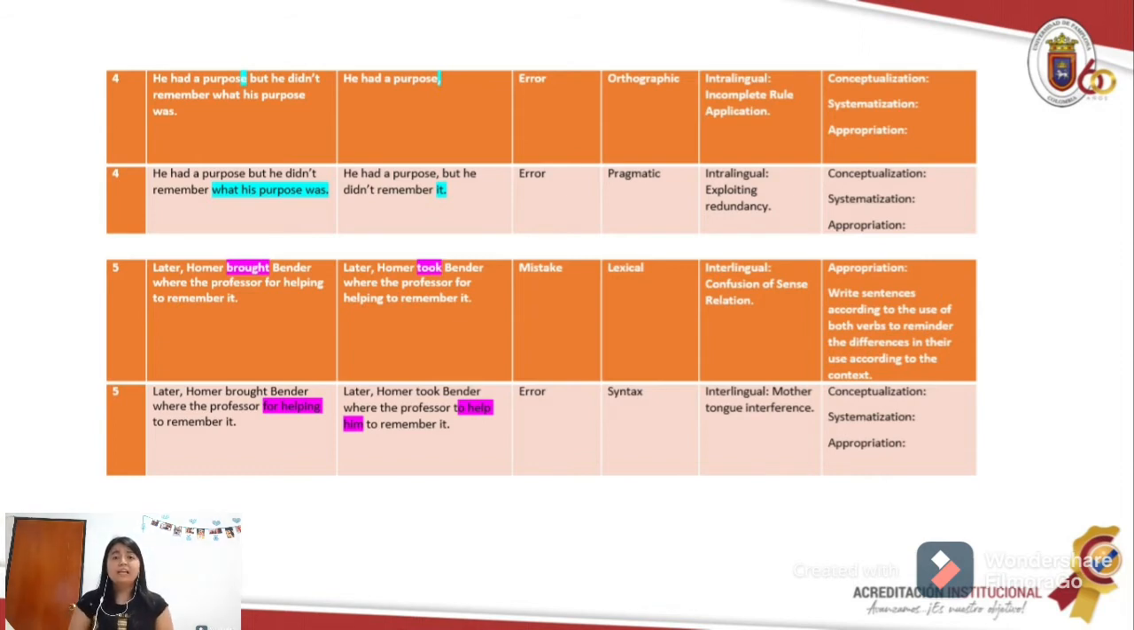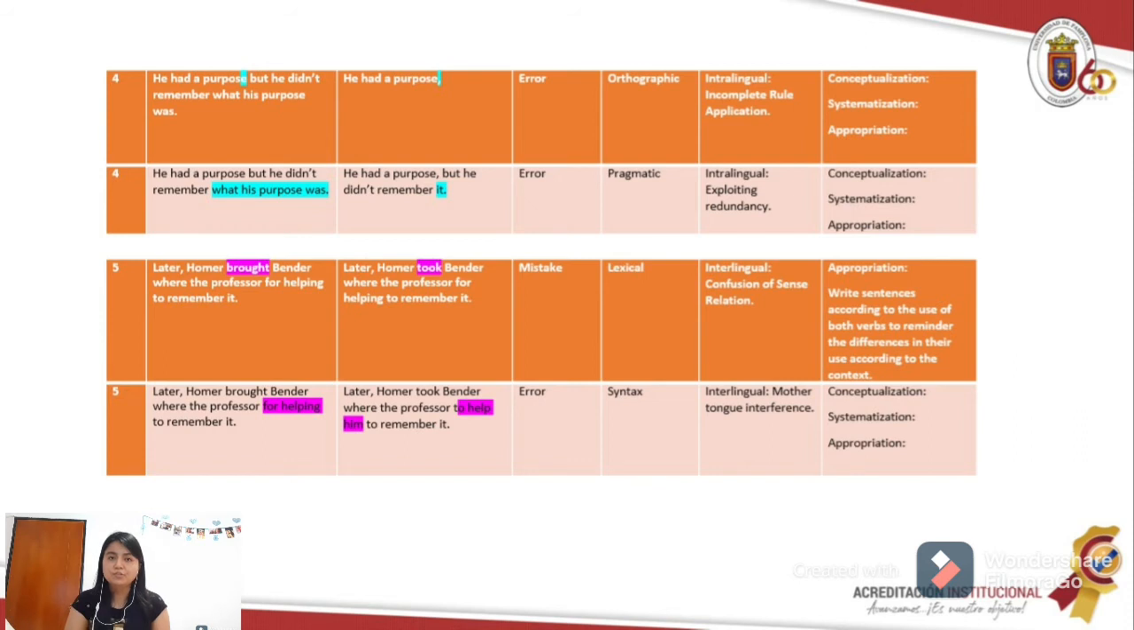The following error is: "he had a purpose, but he didn't remember what his purpose was." The correction is: "he had a purpose, but he didn't remember what it was." We can consider that this is an error, and that it is a pragmatic error. Why? Because pragmatics studies the organization of the sentences according to the context. And here we can see a redundancy. Therefore, the source is exploiting redundancy.